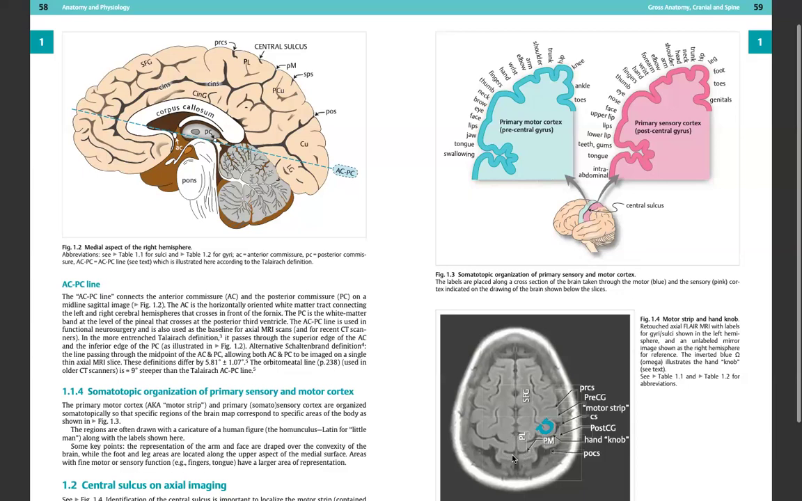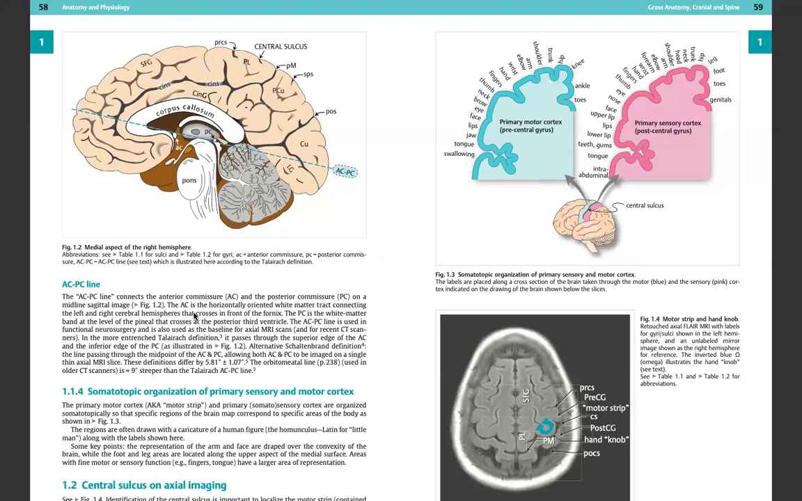All right, so the ACPC line connects the anterior commissure and the posterior commissure on the midline sagittal image. It's supposed to be an orienting line for MRI or CT scan, used in functional neurosurgery, and it's used as a baseline for axial MRI scans and recently CT scanners. Before, I think the Taylor-Huntington line used to be used, or something like that. The Frankfurt plane also used to be used. So I think they are moving now towards the ACPC line.